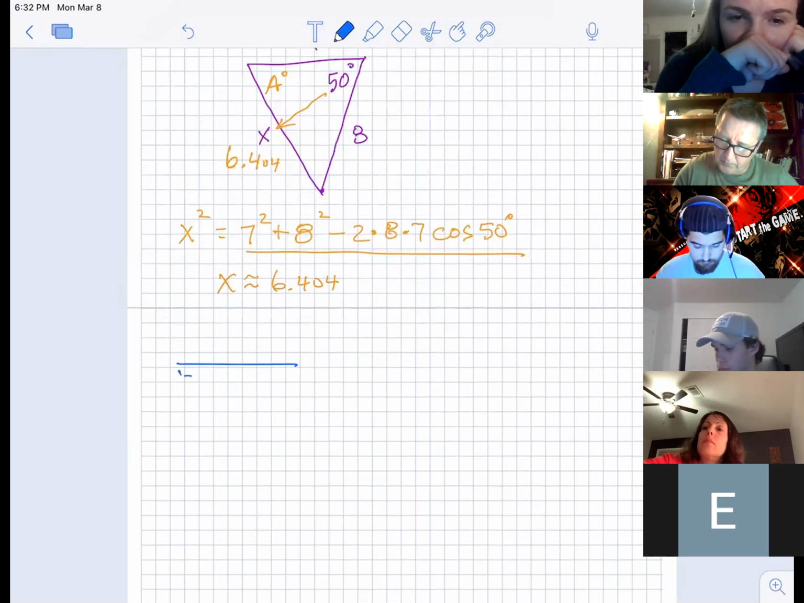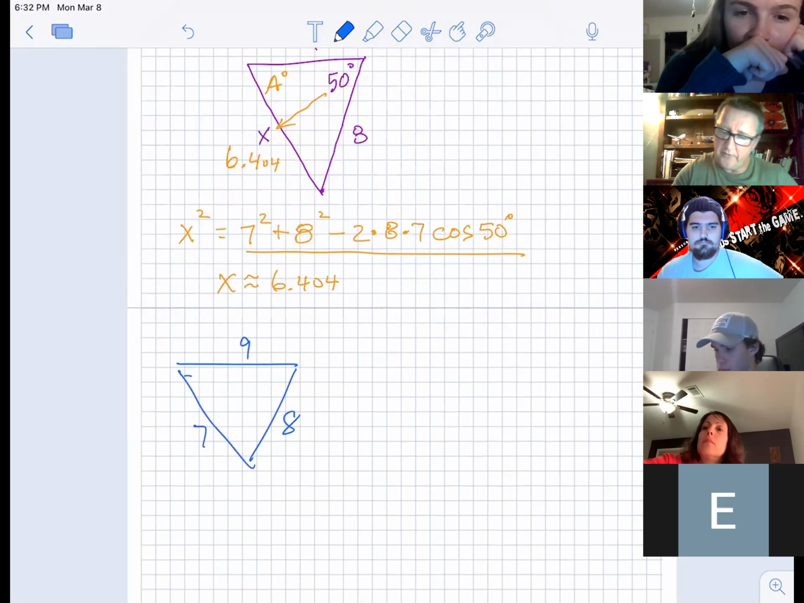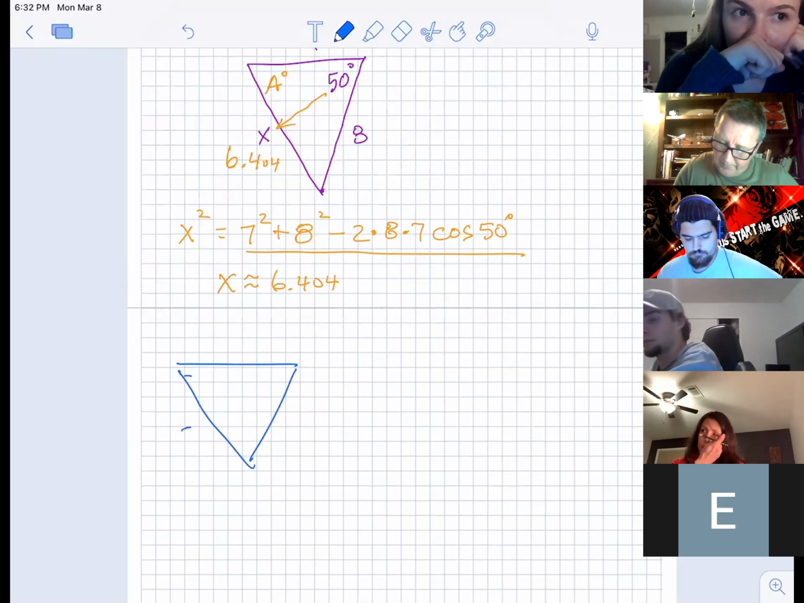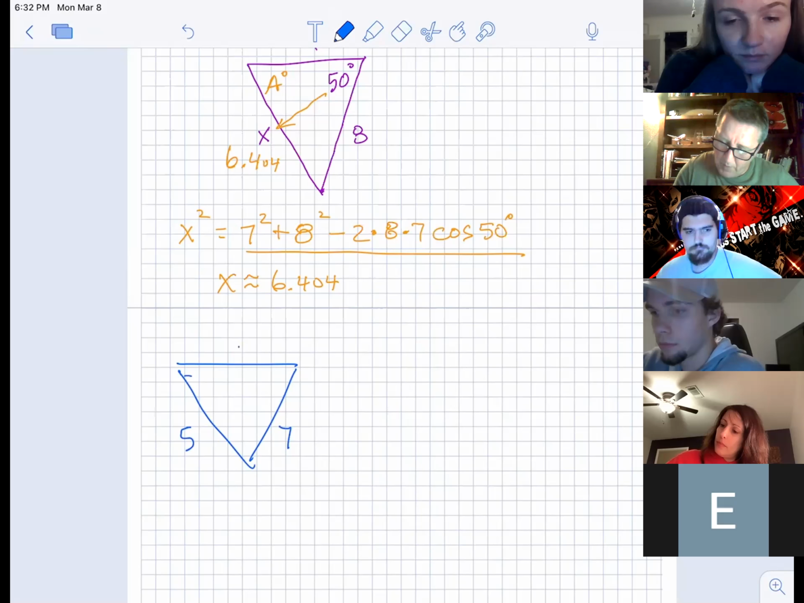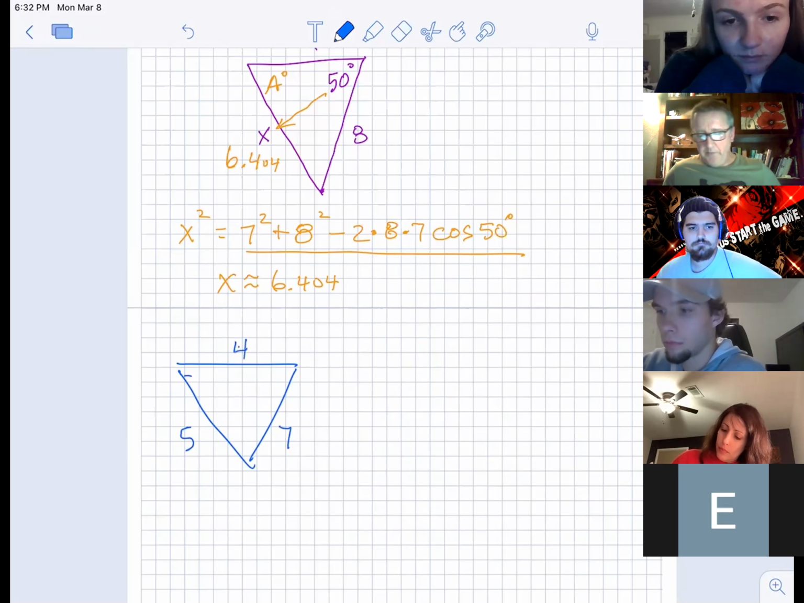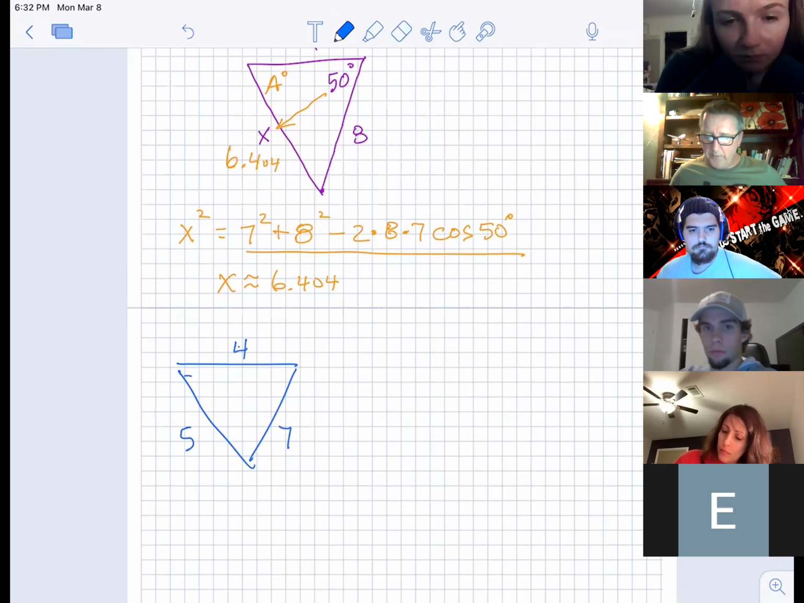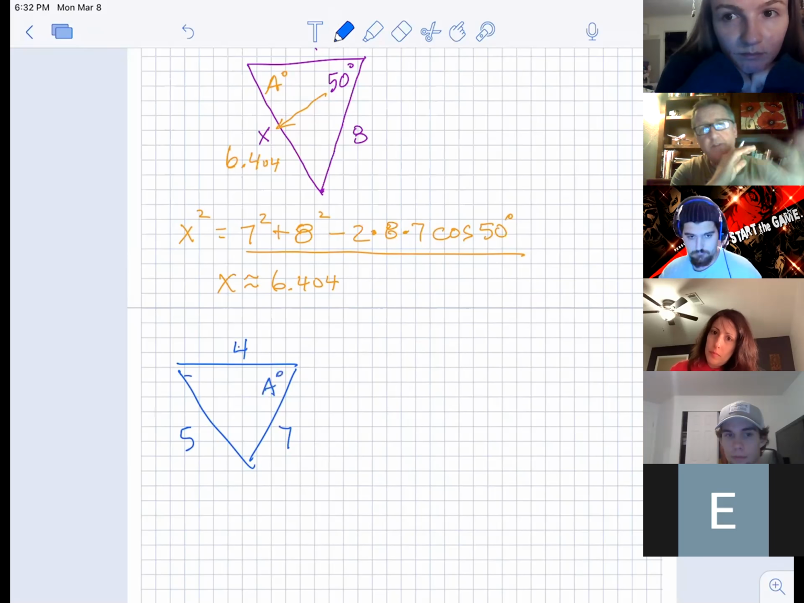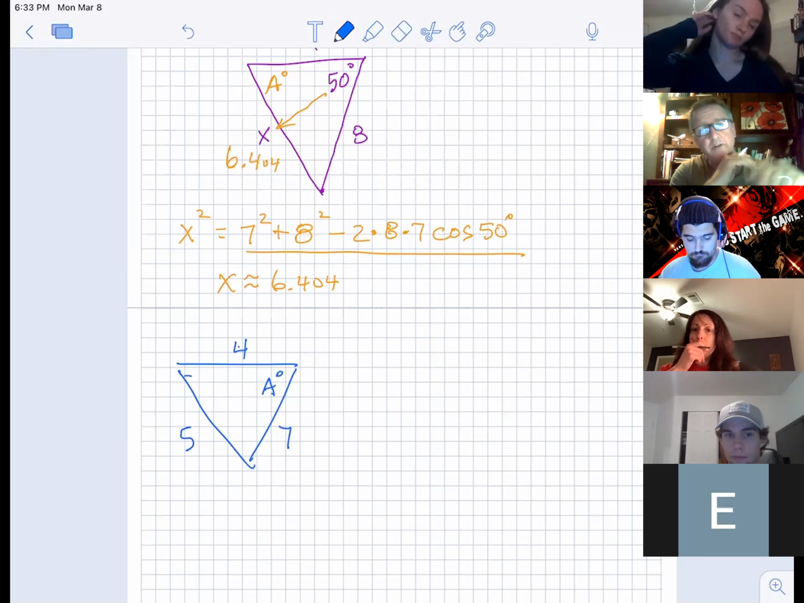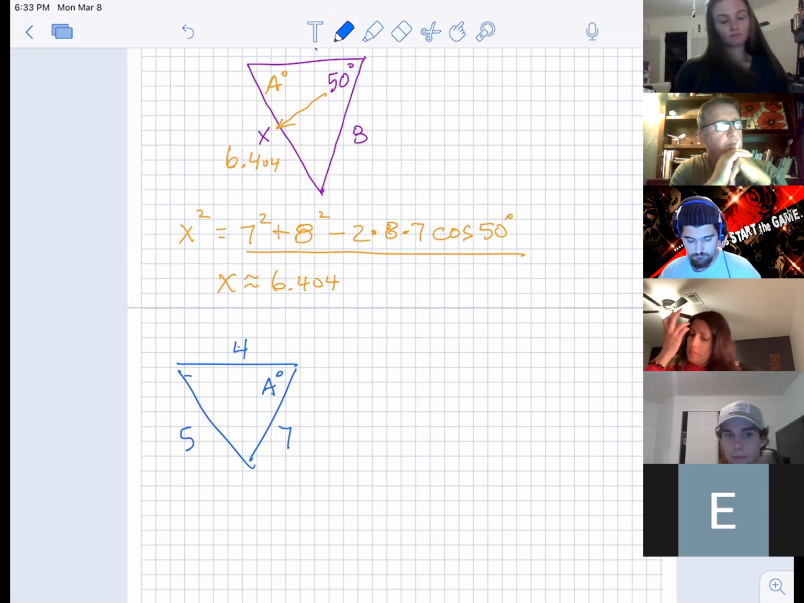Let's solve a similar problem. What if I said these sides are 7, 8, 9? Actually, that's too close to the previous problem. Let's make it 5, 7, 4. Is there a way to find the angle? So what if I know 3 sides? I just did that in AutoCAD a second ago, didn't I? I drew 3 sides and I said, hey, what's that angle over there? Does law of cosines apply here?